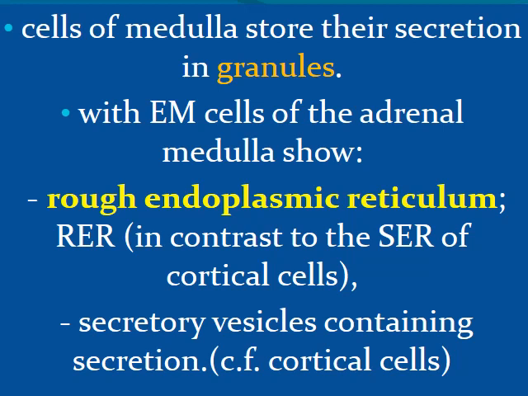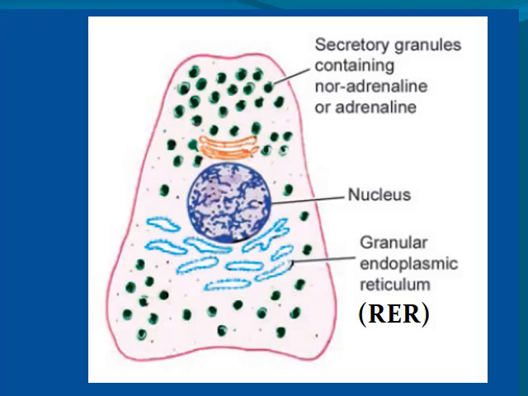Cells of the medulla store their secretion in granules. With electron microscope, cells of the adrenal medulla show rough endoplasmic reticulum. This is unlike the cortical cells of the adrenal gland, which contain mainly smooth endoplasmic reticulum. Secretory vesicles contain secretions. You can see the medulla consists of rough endoplasmic reticulum and secretory granules.